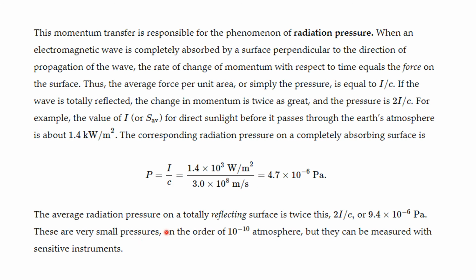So the average radiation pressure on a totally reflecting surface in this same scheme is twice that. So this is 2I over c, or this would be 4.9 times 10 to the minus 6 pascals. Now these are very small pressures, times 10 to the minus 6, but they can be measured with sensitive instruments.